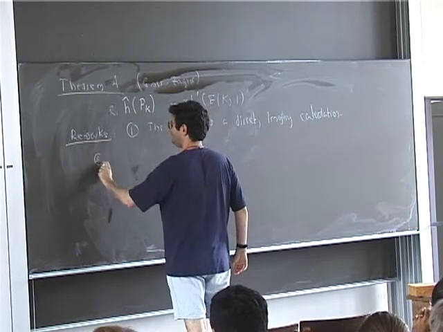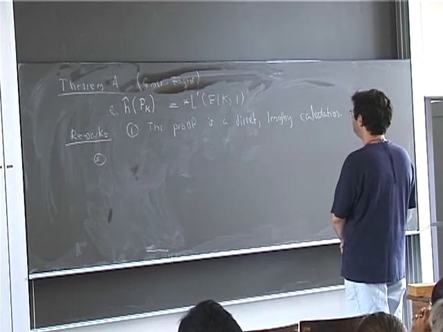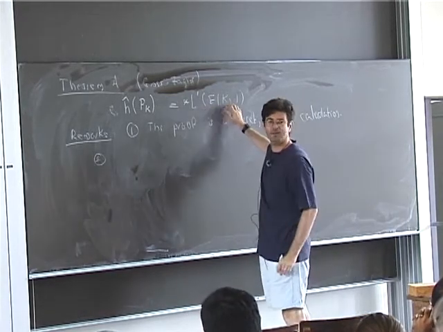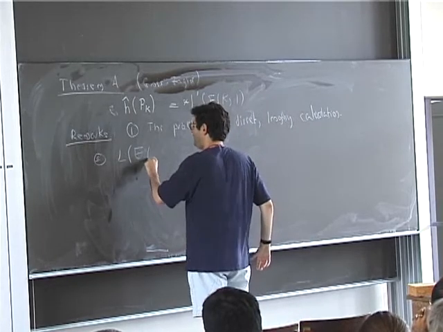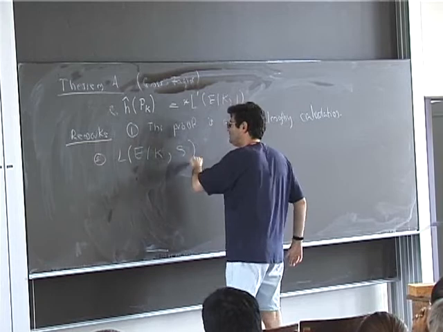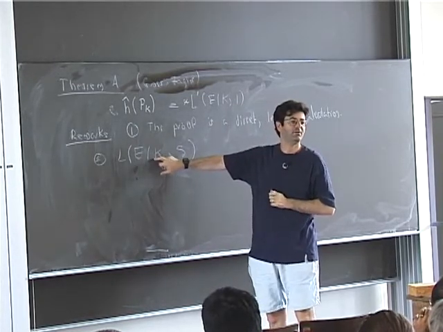The second remark that I want to make concerns this L series, the L series of E over K. Okay, so we saw that the Hasse-Weil L series of an elliptic curve is expressed as an Euler product, as a product over the primes of K.